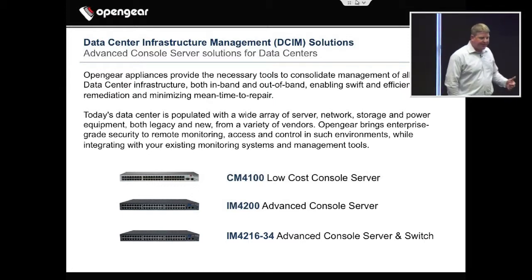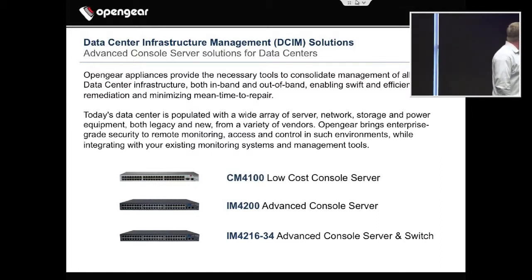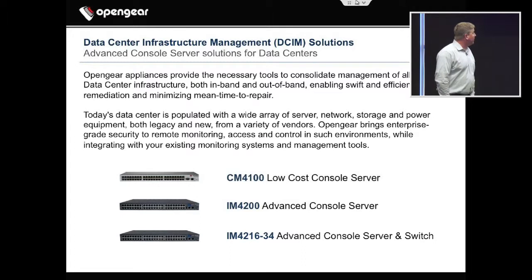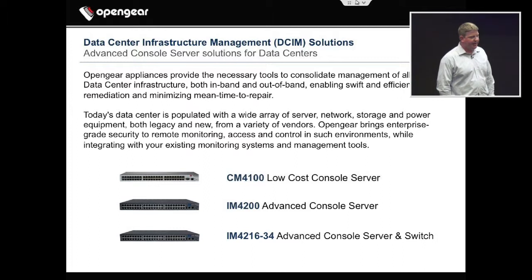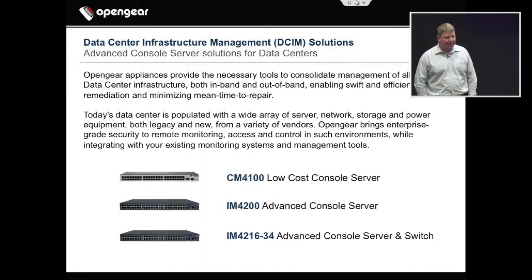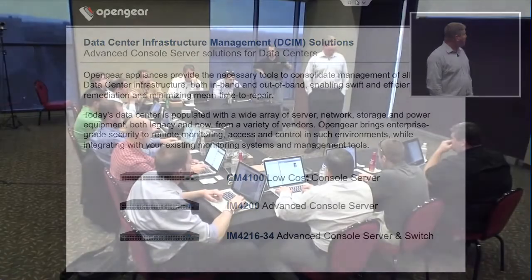The IM4200 does come with a built-in modem for dial-in, USB connectivity, and has an optional cellular module, 3G or CDMA. The 4216/34 is a combination 16-port console server that has a 32-port switch in it. Now, the 32-port switch is designed to provide direct management LAN connectivity to IP-based consoles like HP ILOs, Dell DRACs, any type of management interface found on Nortel equipment, especially where rack space is at a premium.